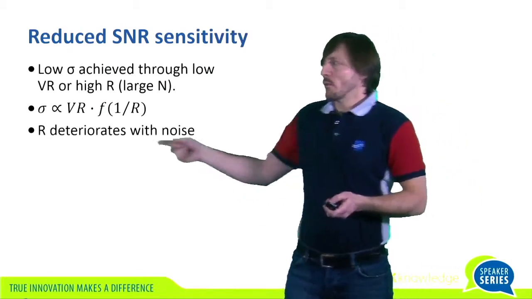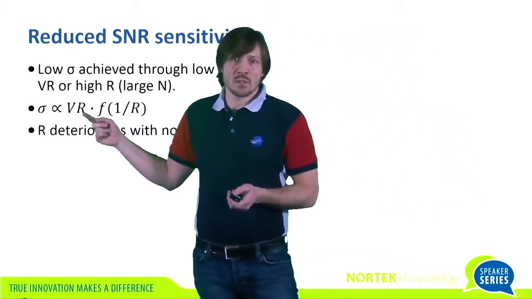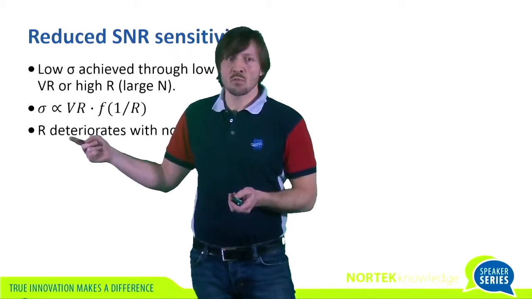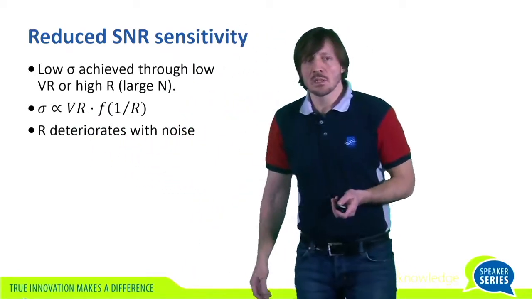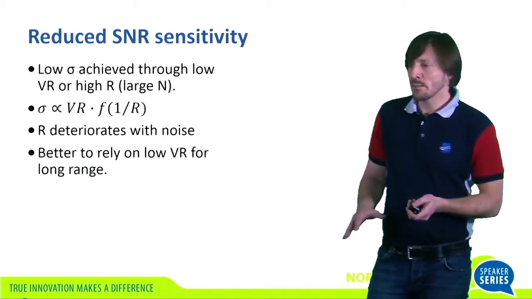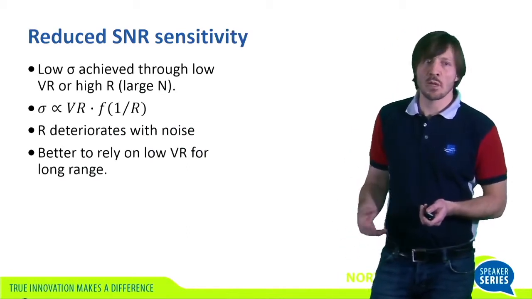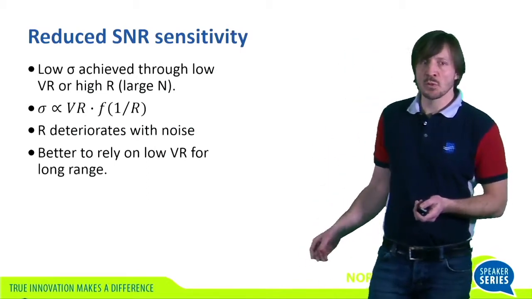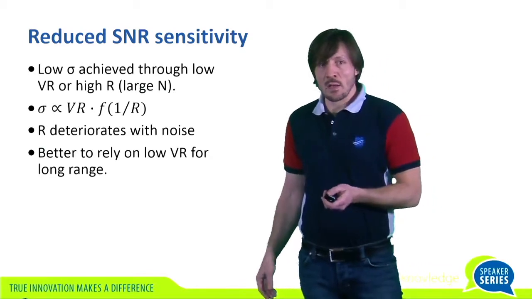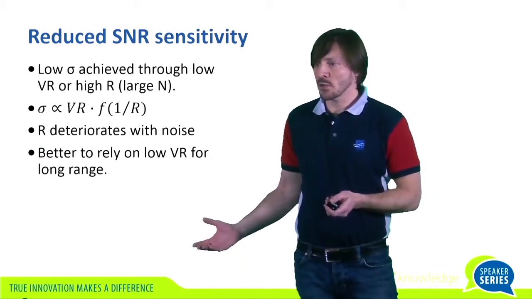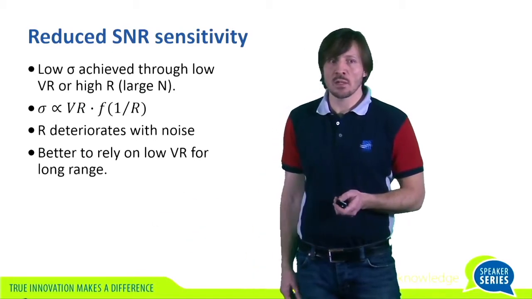Velocity range is just a constant, right? So if I add noise, nothing happens to that. But correlation will deteriorate with noise. So if I have a choice of how to achieve my low standard deviation, it might be better to lean on having a low velocity range rather than high correlation, because correlation is not going to last throughout the profile.